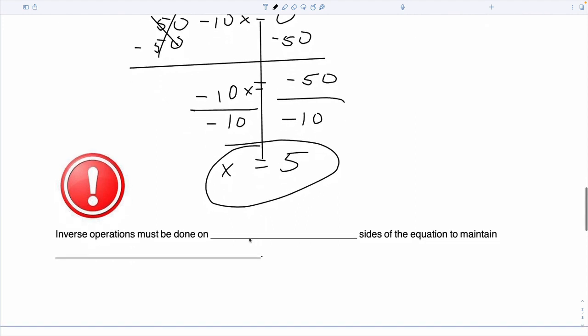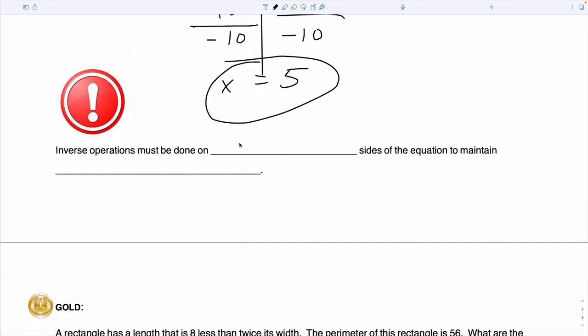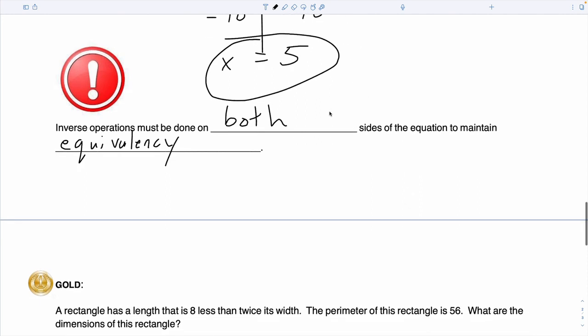Here's our big takeaway for the day. Inverse operations must be done on both sides. The second big takeaway: to maintain equivalency, you need to do the same exact thing on both sides so that you have equivalent expressions.